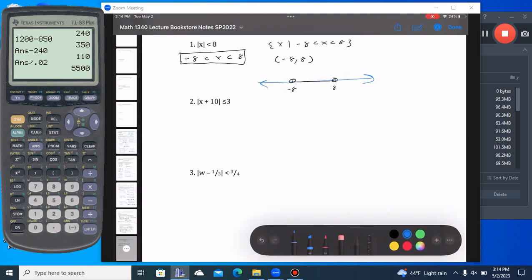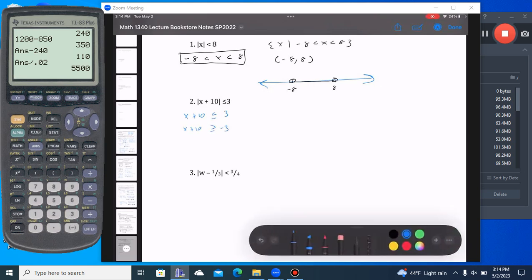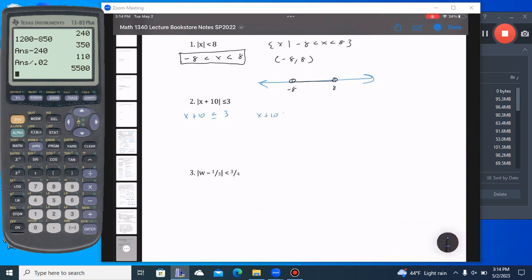So if we have absolute value of x plus 10 is less than or equal to 3, we'll do x plus 10 is less than or equal to 3, and x plus 10 is greater than or equal to negative 3. Do these off to the side. It can be written as negative 3 is less than or equal to x plus 10, which is less than or equal to 3. So now we subtract 10 on both sides, you get negative 13 is less than or equal to x, which is less than or equal to negative 3.